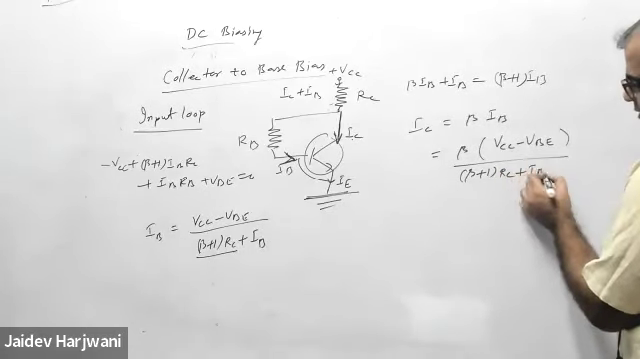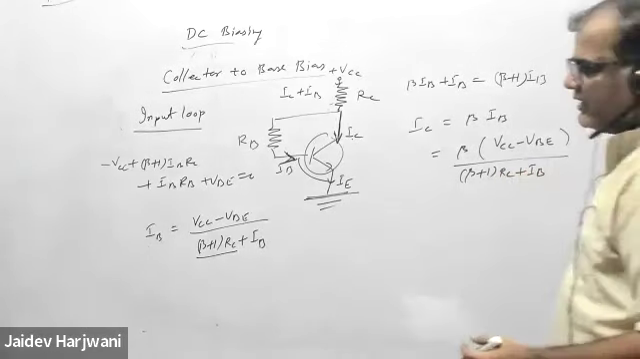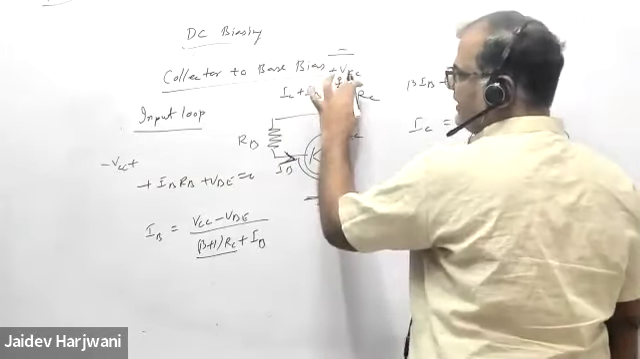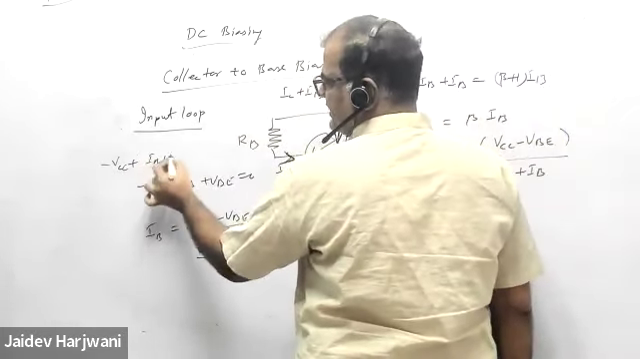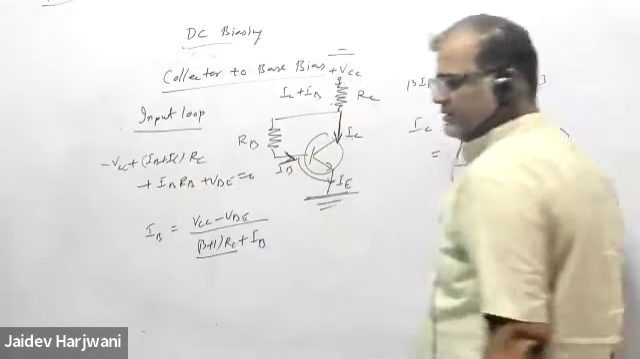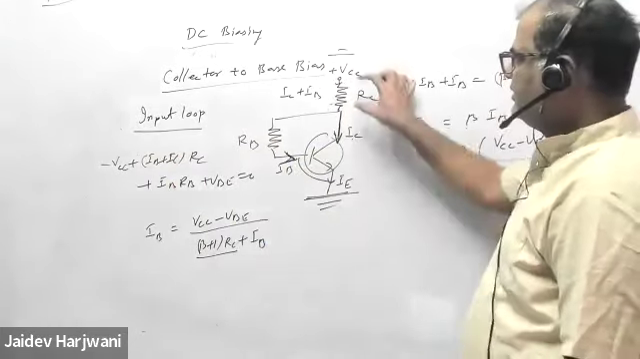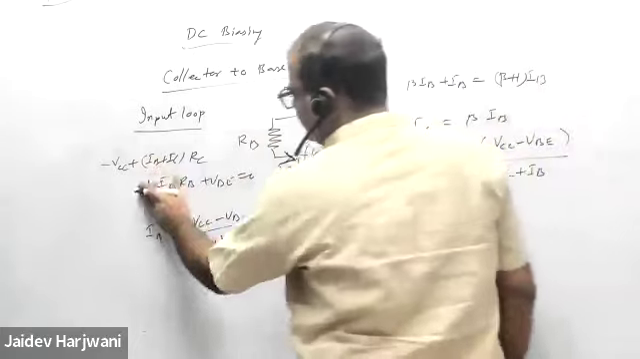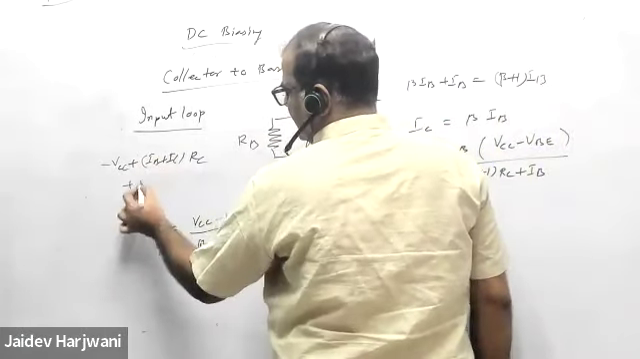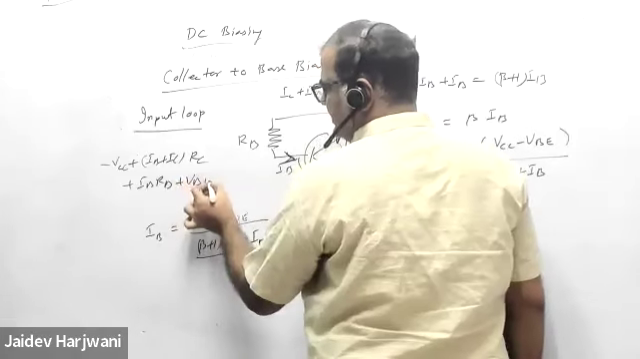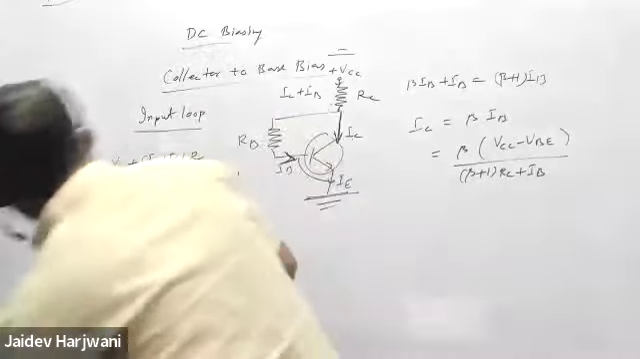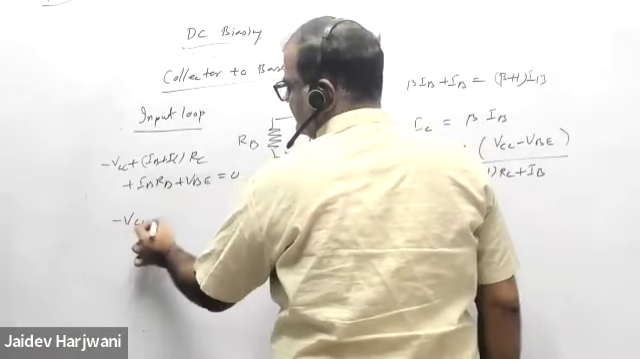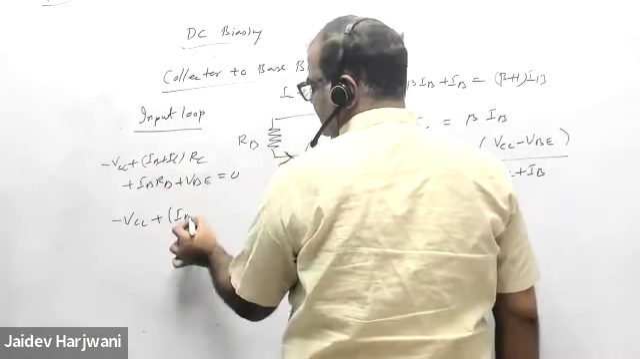Sir, I can't understand the first equation. That's why I'm asking. What is this equation? Minus VCC plus IB plus IC times RC, correct? Okay, sir. So IB plus IC times RC, and IC plus IB, how can I write? Plus IB RB plus VB equals 0. And now IC is what? Beta IB. So minus VCC plus IB, IC is your beta IB.